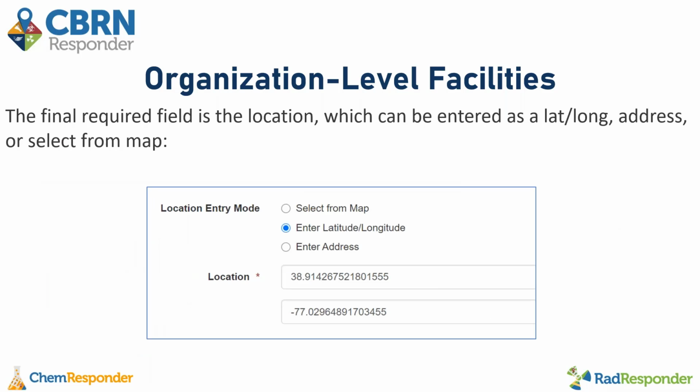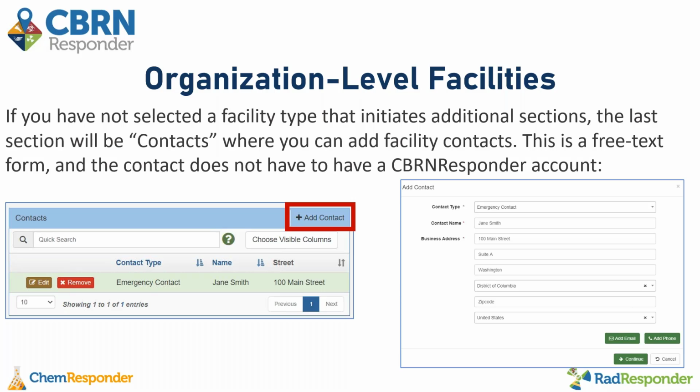And last but not least, the final required field is the location of the facility. This can be entered as a lat long, you can enter it as an address, or you can select from the map. And if you have not selected a facility type, such as chemical storage or community reception center, that initiates additional sections, the last section will be contacts. This is where you can add facility contacts. As you can see here, I added an emergency contact of Jane Smith, and I can choose to add additional ones. This is a free text form, so the contact for that facility does not have to have a CBRNResponder account. You can just type in the name, address, email, and phone number if you would like.